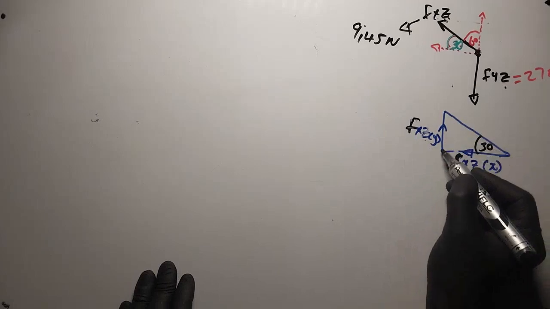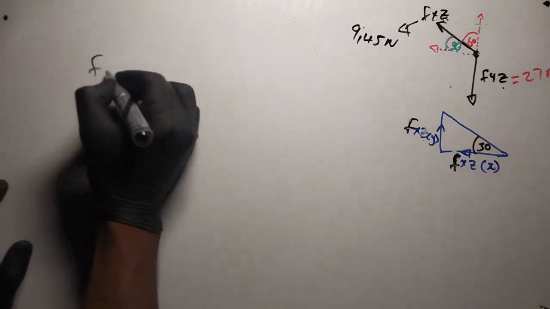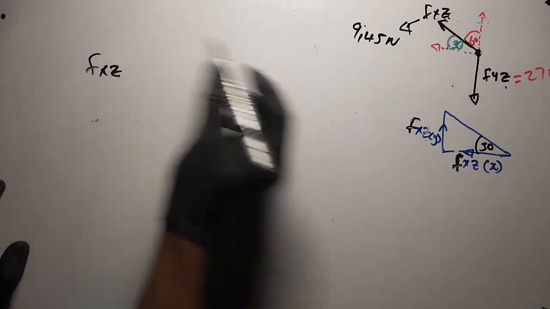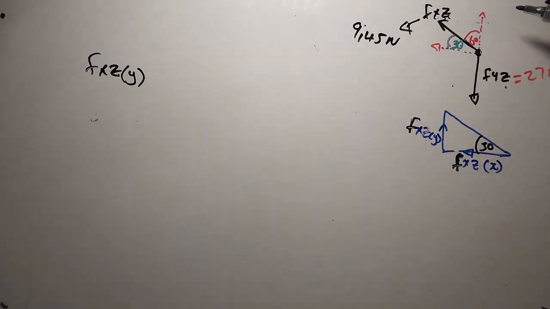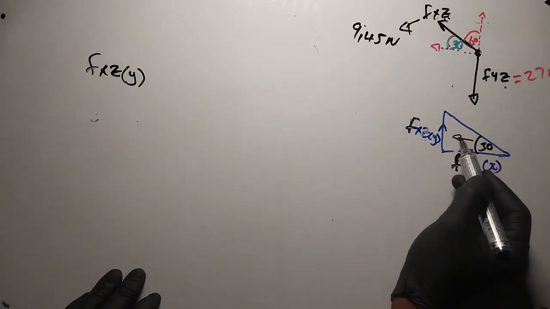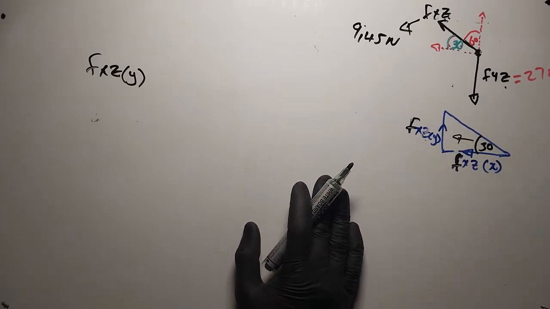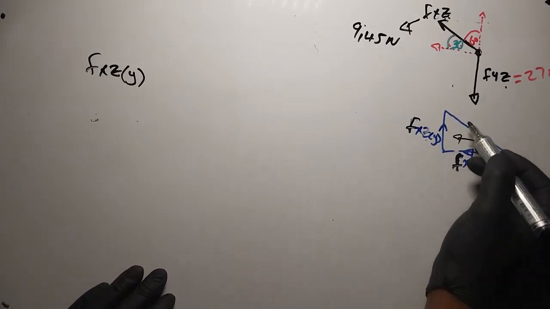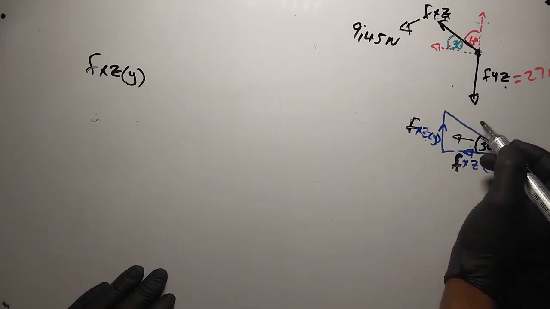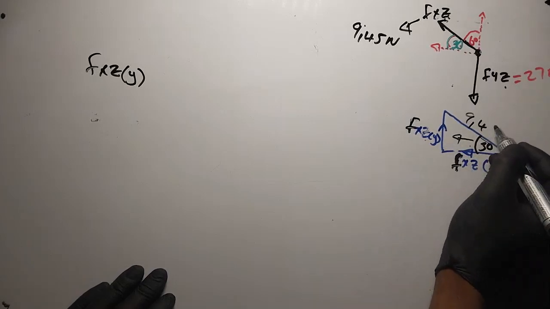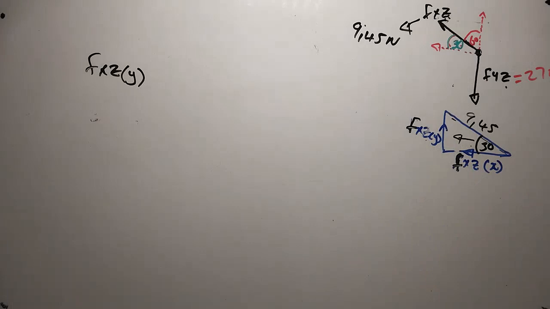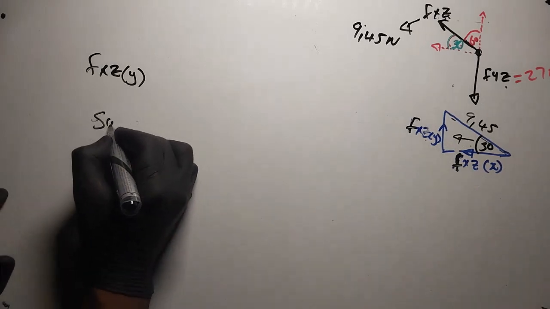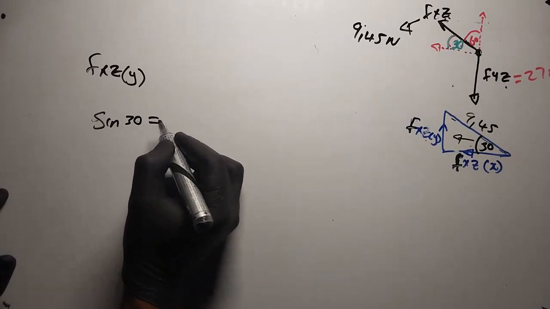Now let's try to get my Fxz, which is your vertical component, your y. We're trying to get the y component, the vertical component. When you check here, it's given the opposite trig ratio. Opposite over hypotenuse is what? Our hypotenuse in this case is going to be 9.45. We have the hypotenuse and the opposite, so the trig ratio is sine, exactly. So sine of angle 30 equals your y.